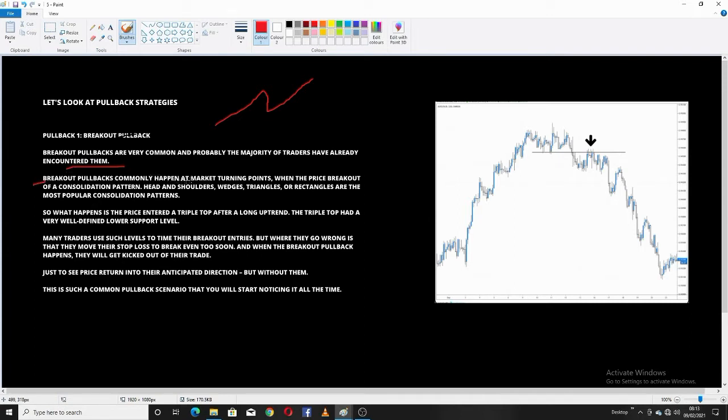Breakout pullbacks commonly happen at market turning points, when the price breaks out of a consolidation pattern, for example head and shoulders. Wedges, triangles or rectangles are the most common, popular patterns. The price is likely to break out and then come back and retest that level.